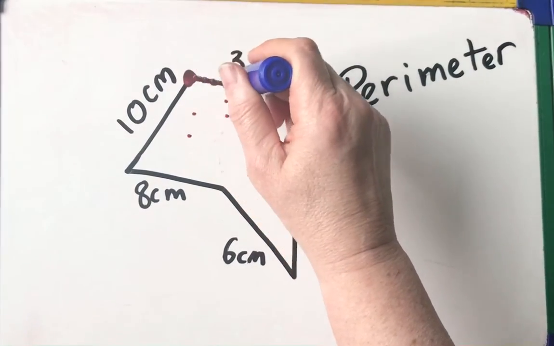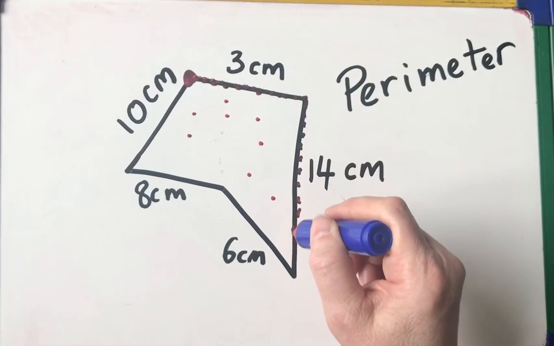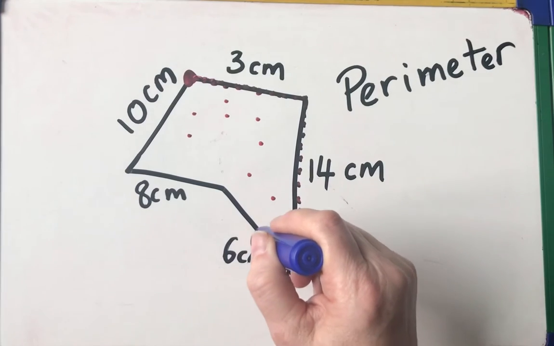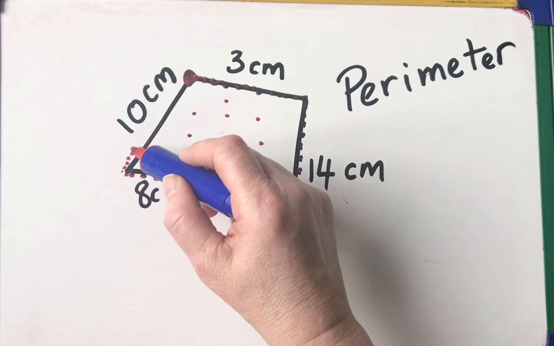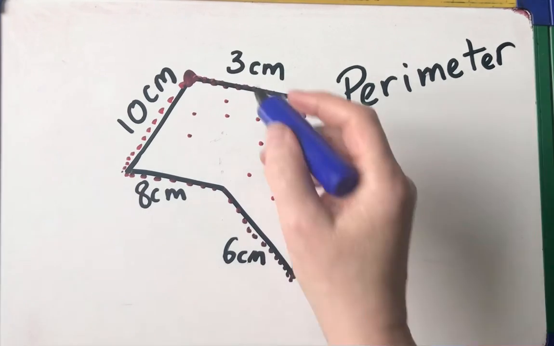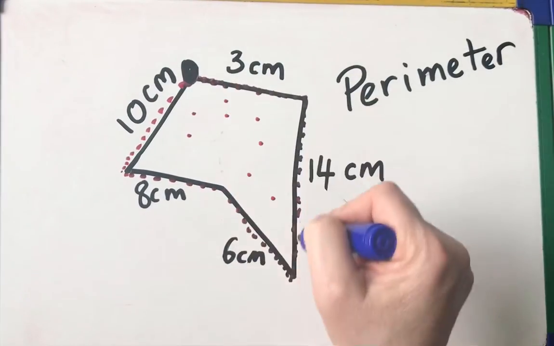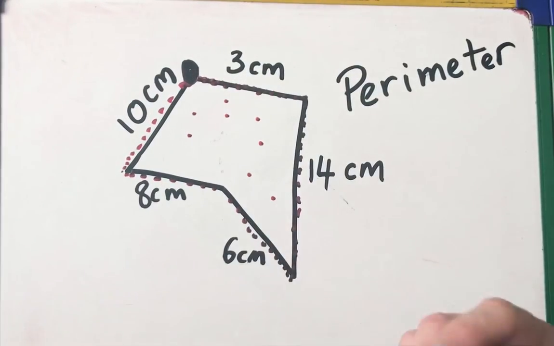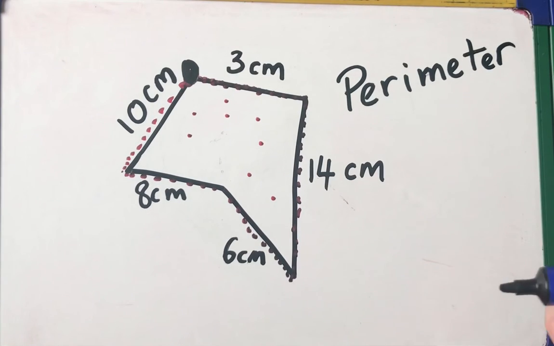So you're going to have to walk for 3 centimetres, then you're going to have to walk for 14, then 6, then 8, and back to the beginning, 10 centimetres. So how long would one of your journeys be? Well, you simply say, okay, find a starting point and walk. Choose a direction to go in. That way you're methodical and you won't add any extras and you won't miss out any of the sides either.